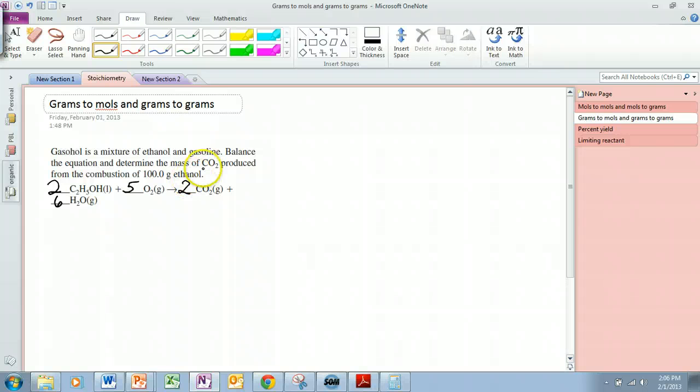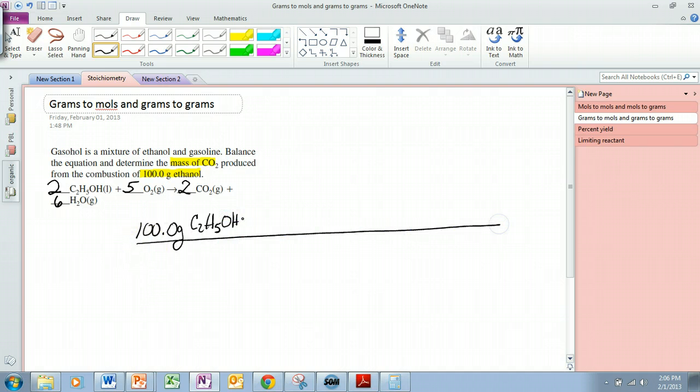So I'm going to start with what's given to me in the problem, and I'll just highlight that here. This is what they gave me. And they want to know the mass of CO2 that we will get out. Okay, so we're going to start with 100.0 grams of C2H5OH. And I'm going to make a really long line. We are going to need some molar masses, so let's work those off here on the side.